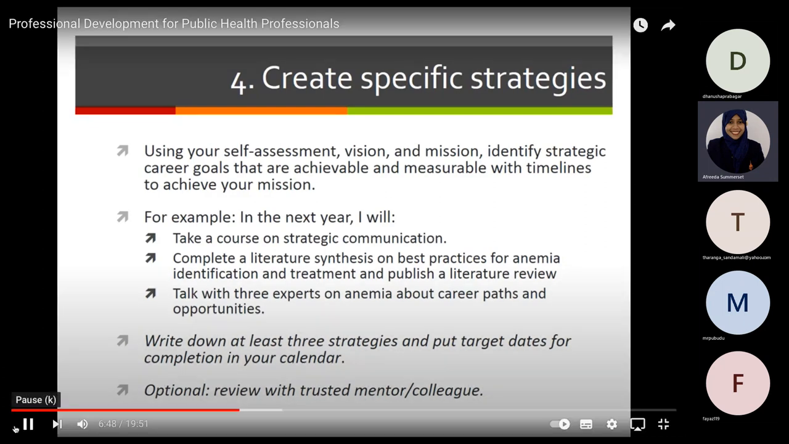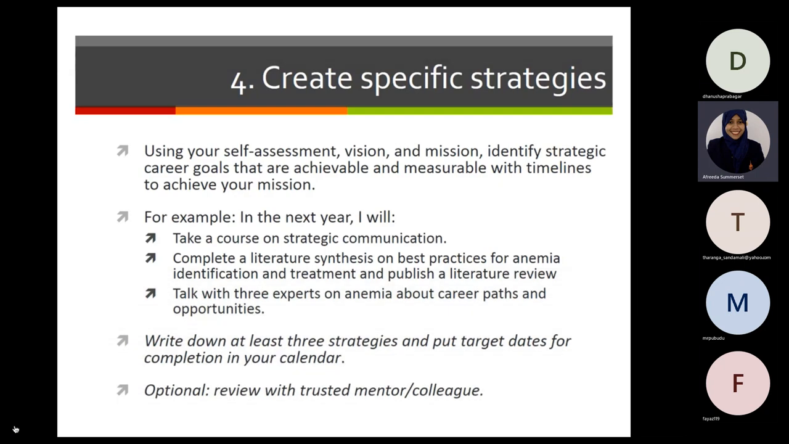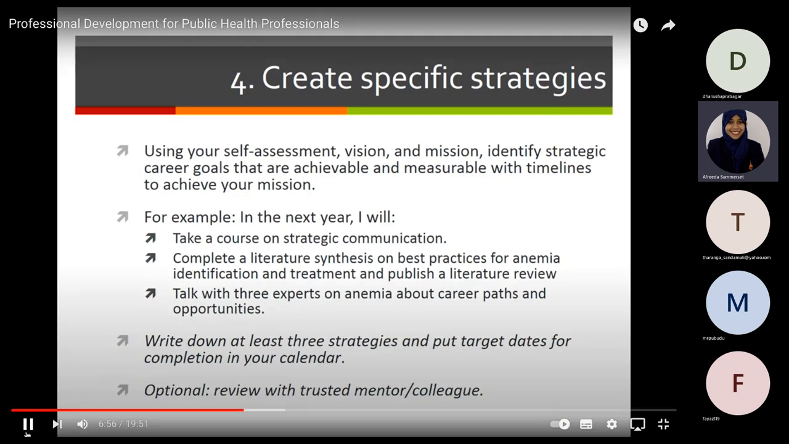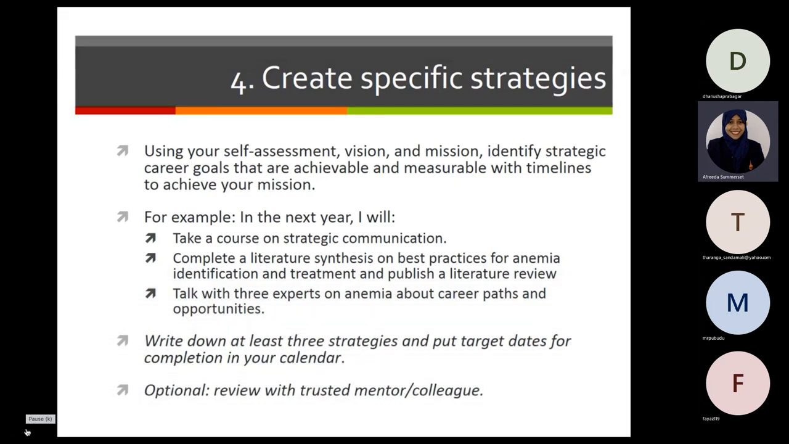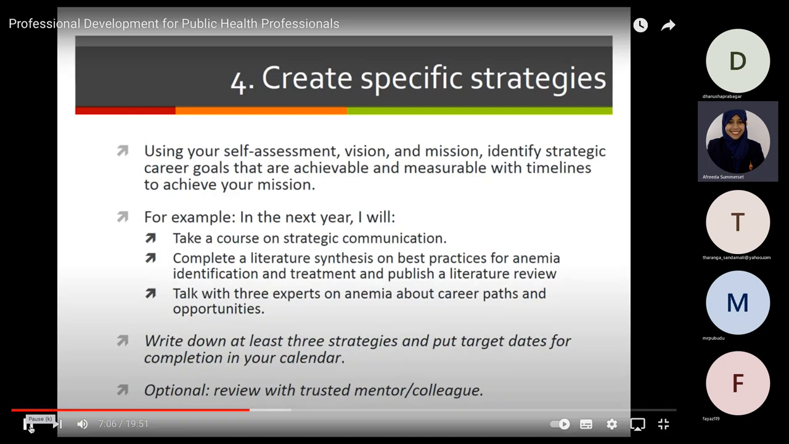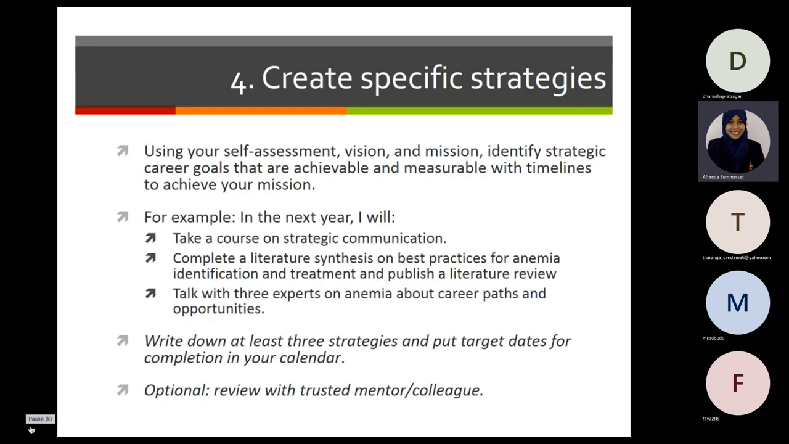Of course, you're not going to eradicate schizophrenia overnight, but whatever your mission is as part of that big vision, you can take steps toward achieving that. And that's your own professional development right there. Write down at least three strategies, probably more, and then put target dates for completion. And if you have a big project or a big strategy like completing a literature synthesis, you may want to put multiple dates for completion.